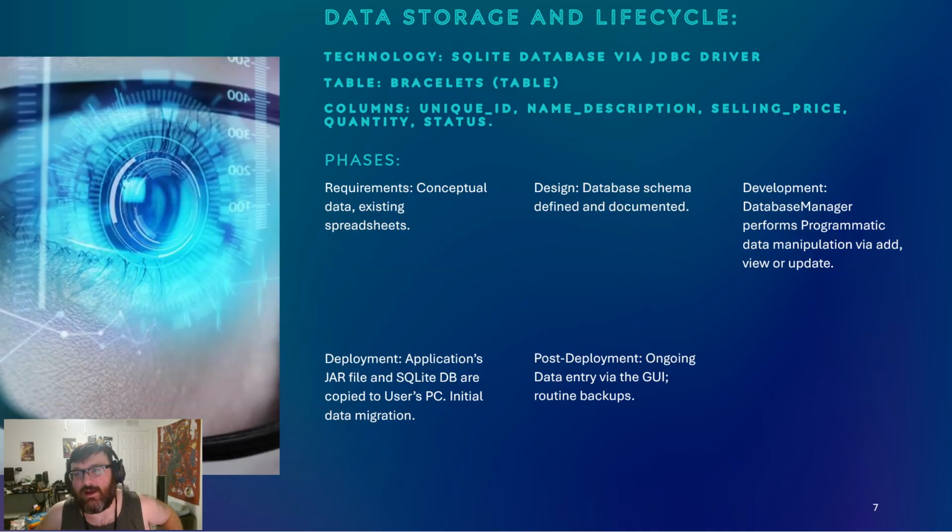Now, we're going to go slightly over some of the technology we're going to be using, some of the columns, how it's going to look, and the different phases. There are 5 phases we'll go through, but the technology we're going to start with is SQLite, however you want to say it, database. We're going to be using that via the JDBC driver. The table is going to be bracelets. The columns are going to be unique ID or ID, name, description, selling price, quantity, and status.